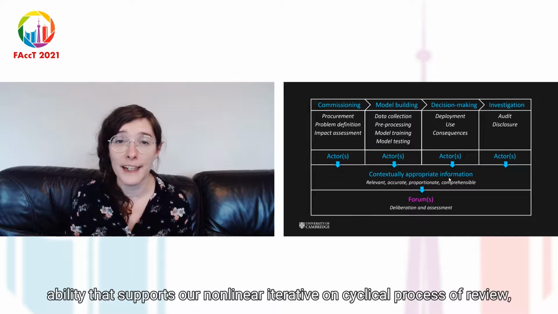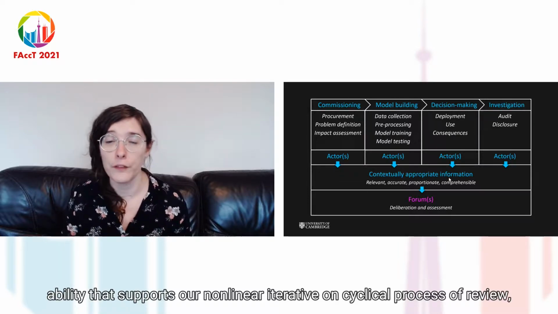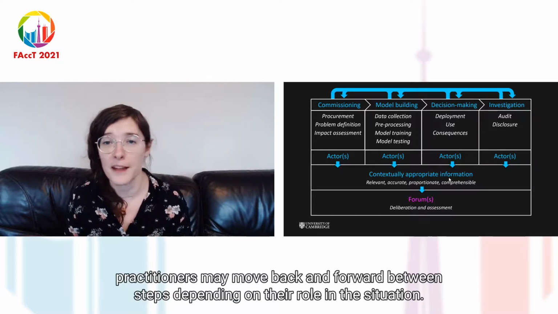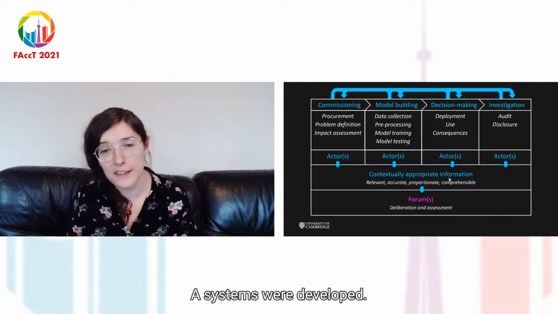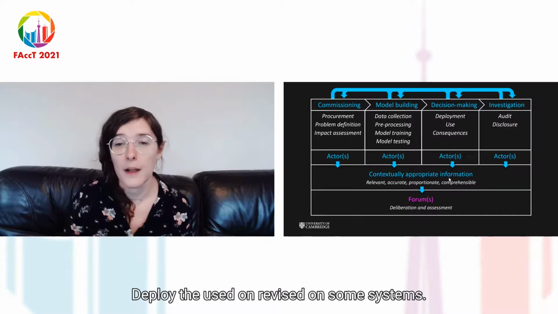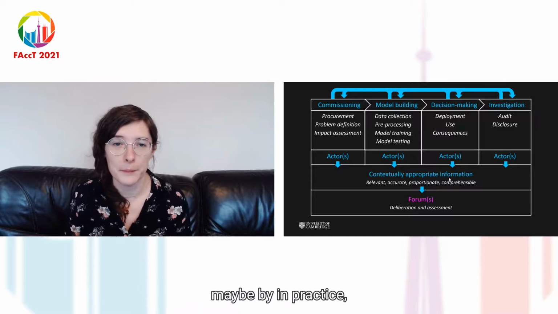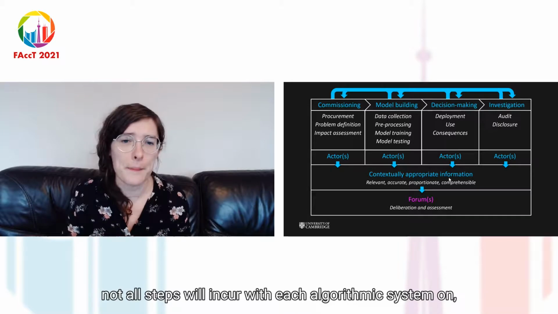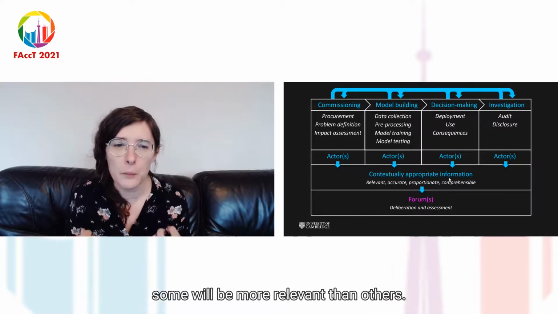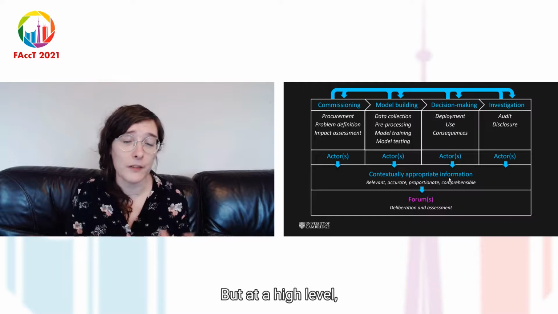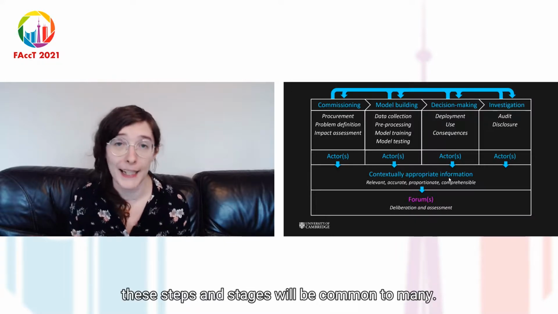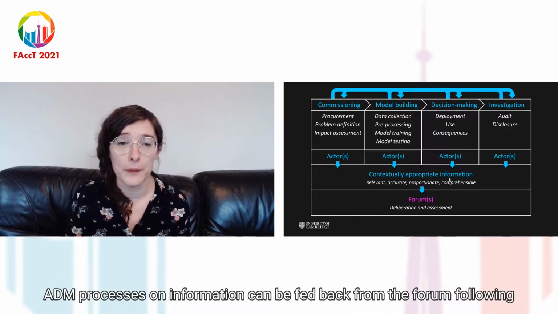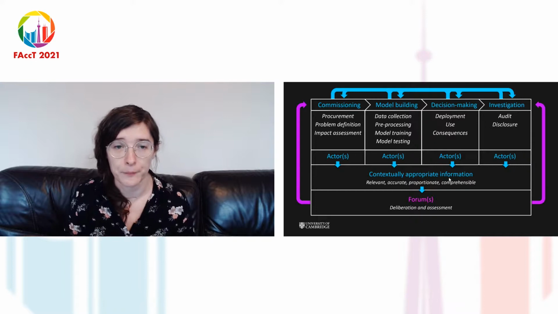Reviewability thus supports a non-linear, iterative, and cyclical process of review, feedback, and revision. Practitioners may move back and forward between steps, depending on their role and the situation, as systems are developed, deployed, used, and revised. And in some systems, various steps may in practice be effectively combined. Indeed, not all steps will occur with each algorithmic system, and some will be more relevant than others. But at a high level, these steps and stages will be common to many ADM processes. And information can be fed back from the forum following from their deliberation and assessment of the system.